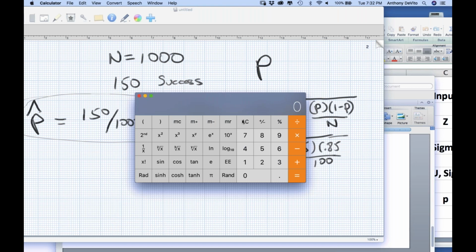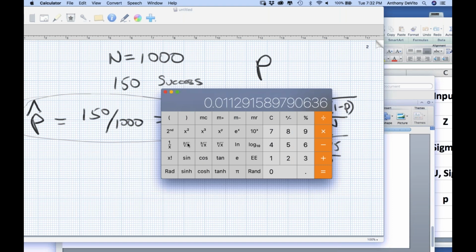Okay, clear. 0.15 times 0.85 is equal to 0.1275, divided by 1,000. It comes up as a pretty small number, and now I'm going to find the square root of it. The square root of that is equal to 0.00129. For our purposes, I'm going to round it to 0.0129.